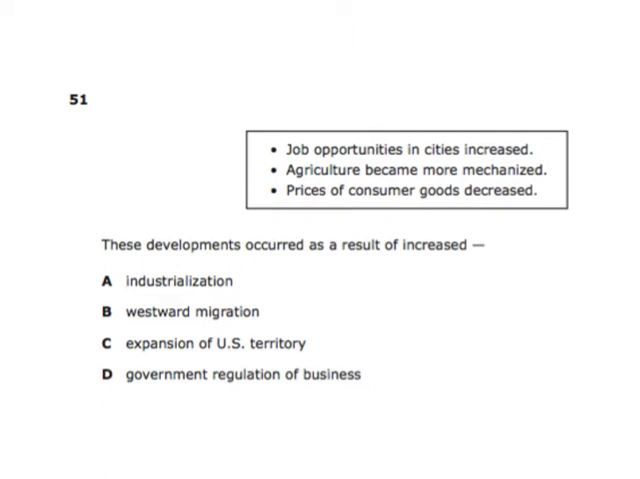Job opportunities in cities increased. Agriculture became more mechanized. Prices of consumer goods decreased. These developments occurred as a result of increased industrialization. More jobs in the city because there's more factories in the city. That's industry. Agriculture became more mechanized. That means there was more mechanical things like the cotton gin. Remember the word gin is short for engine. The cotton engine, more mechanized. There was more mechanical parts and mechanical processes. Prices of consumer goods, so the things that you and I would purchase, went down. It decreased. Things got cheaper because you could produce things in factories more quickly.